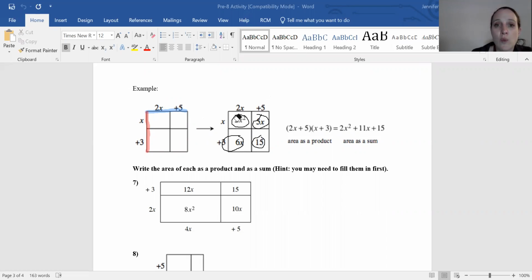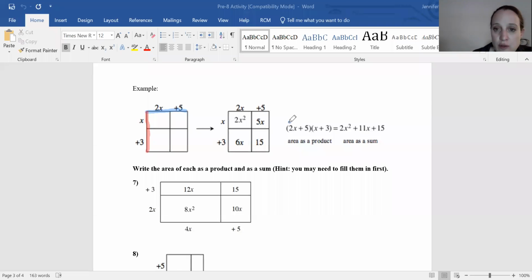Now, once you've multiplied and you've filled in those squares, what you have to do is now write the area as a product and write the area as the sum. So let's go back to our product. Our product here is the base.